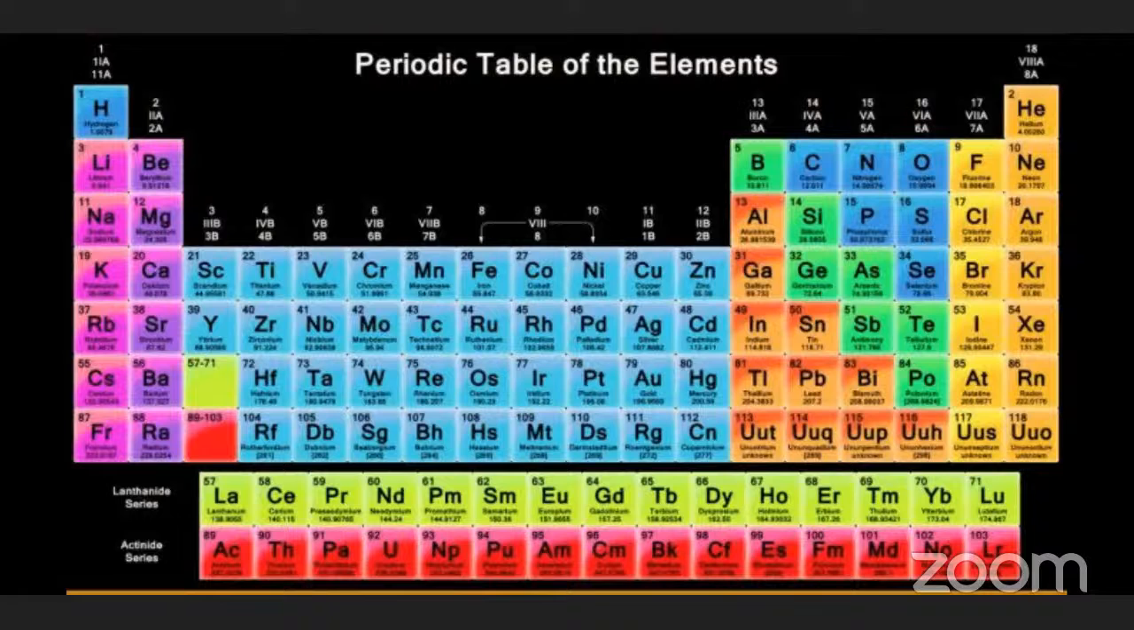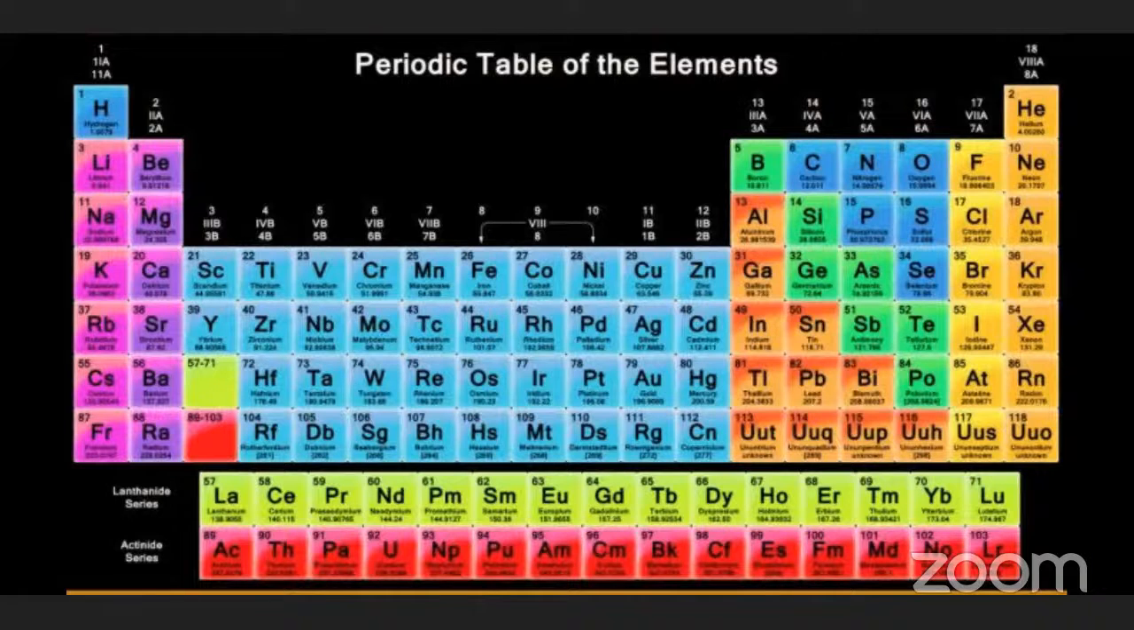All 118 elements are arranged in this particular manner. Now, totally 18 columns and 7 rows are there. The 18 columns are called groups, and the 7 rows are called periods. Clear or not? There is not a fixed number of elements in every group and every period. From period to period and group to group, the total number contained changes.